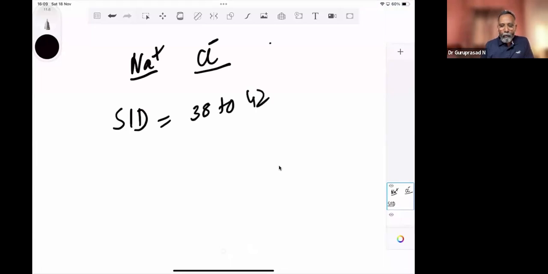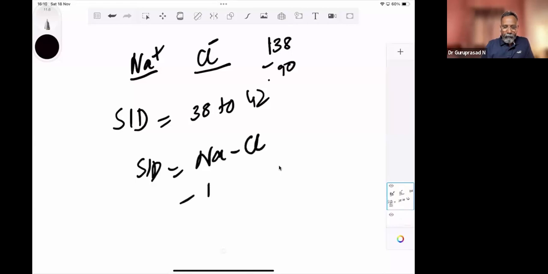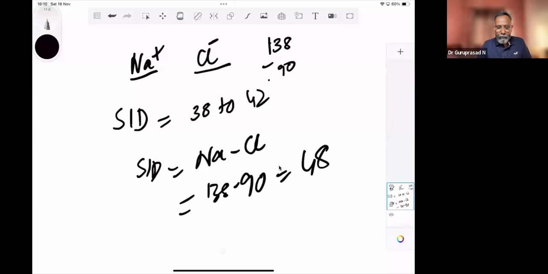If at all you get a sodium of 138 and a chloride of 90, what is the formula for strong ion difference? It is sodium minus chloride. So 138 minus 90, here it is 48, isn't it? So in this patient, definitely there is a metabolic alkalosis.